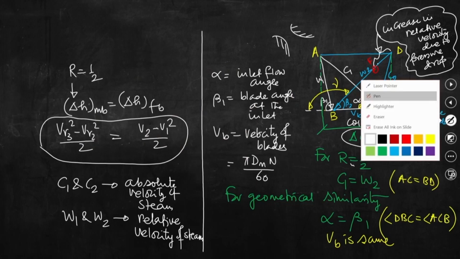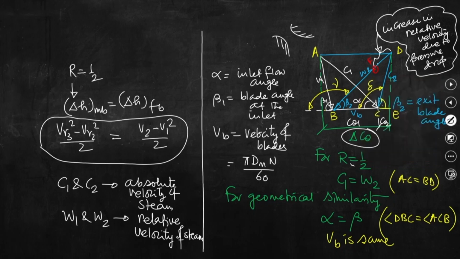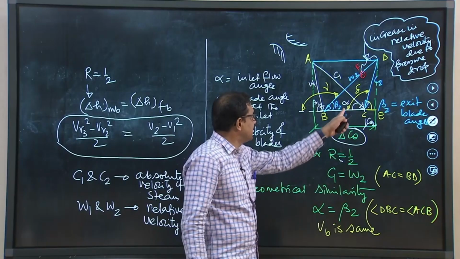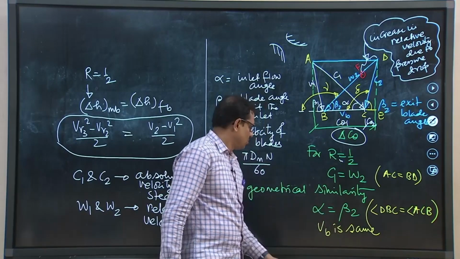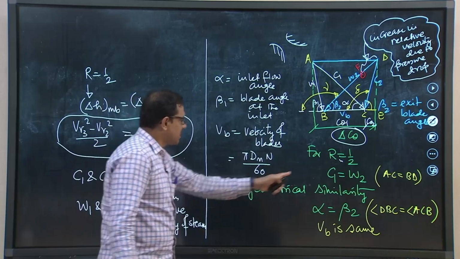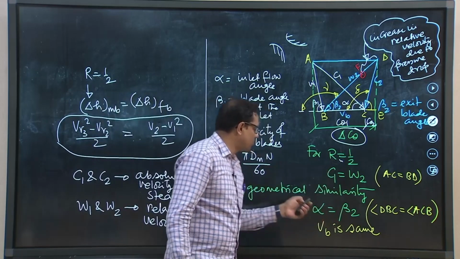This is beta 2, because of the geometric similarity, not alpha 1. So, angle DBC equal to angle ACB. So, angle DBC, that is beta 2, not beta 1. By mistake I wrote it beta 1, but it should be angle DBC. So, beta 2. Now, what we can see that W2 equal to C1 and beta 2 equal to alpha.